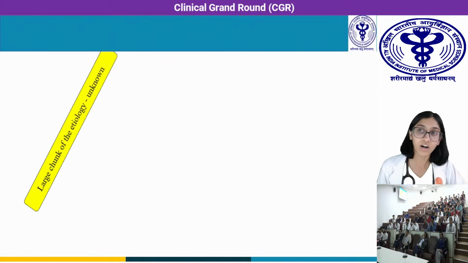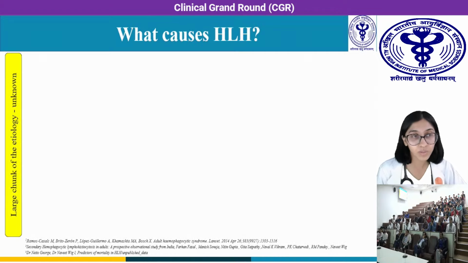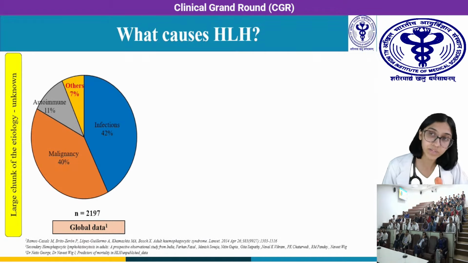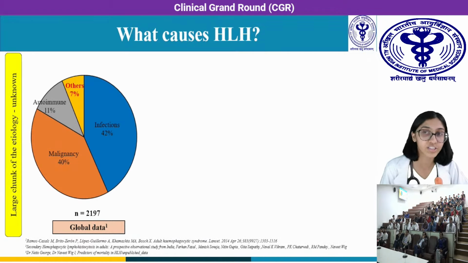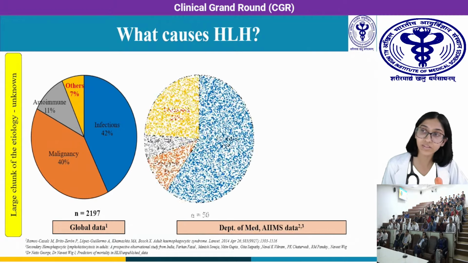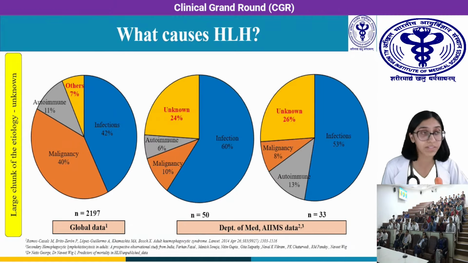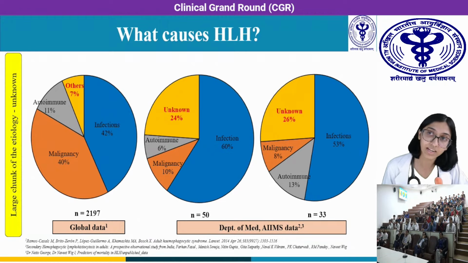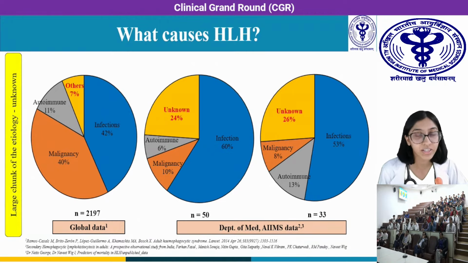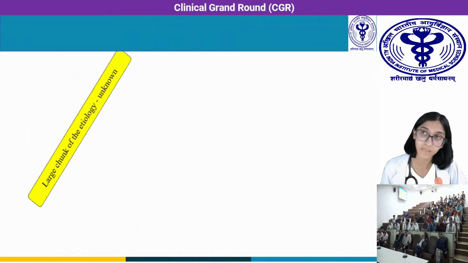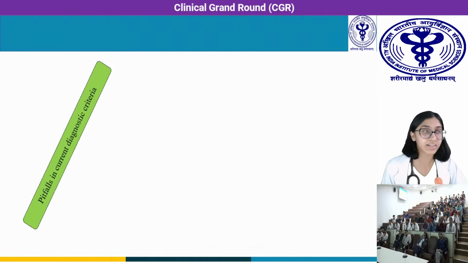Then coming on to the etiology of HLH. Global data shows that the maximum number of patients were diagnosed with infections followed by malignancies, and this is replicated in our departmental data as well. But here I would like to highlight the fact that a majority of patients also have unknown etiology as the cause of HLH, which, as I will show in later slides, has a very high mortality as well. Then coming on to the current diagnostic criteria.